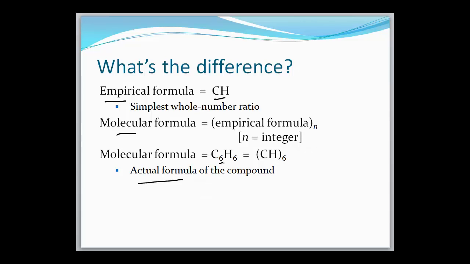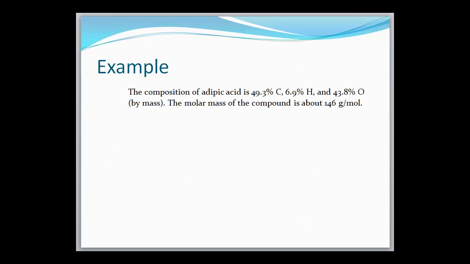So the ratio might be 1 to 1, but there might be 6 carbons, 1, 2, 3, 4, 5, 6, and 6 hydrogens present in that compound, something like that. So the molecular formula tells you what's actually in the compound. The empirical formula tells you the smallest whole number ratio. So let's go through the process of how to determine the molecular formula.